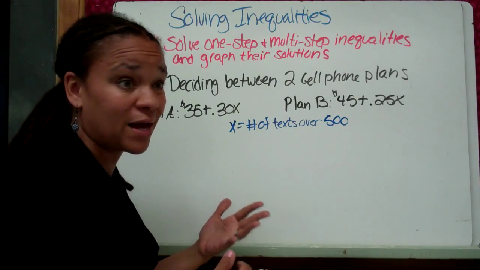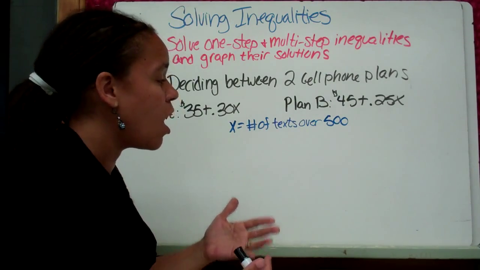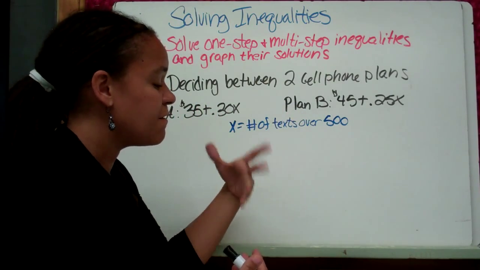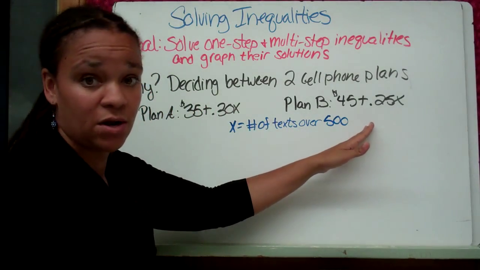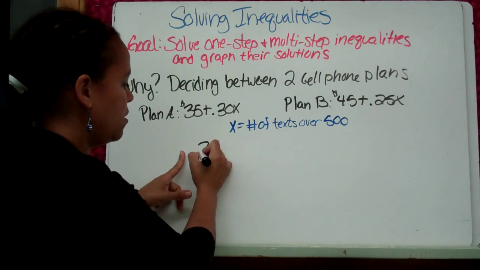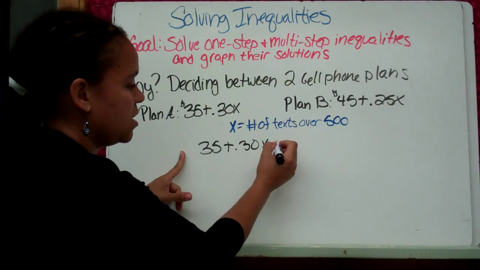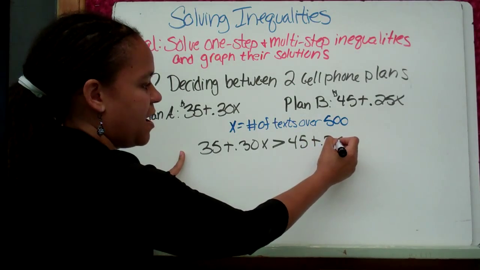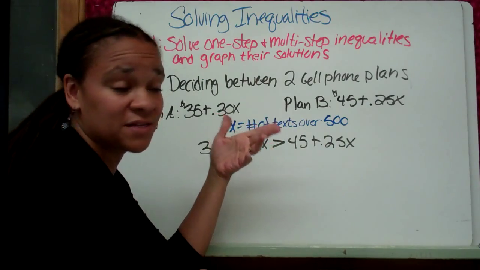But if you're not sure, if you're like, I might go over 500, maybe I do 600, maybe I do 700, I'm not sure, you would want to figure out which plan to choose so that it makes sense for how many text messages you're going to use. So let's look at when Plan A is greater than Plan B, and that can help you decide. So we want to look at when 35 plus 0.30x is greater than 45 plus 0.25x, where x is the number of texts over 500.